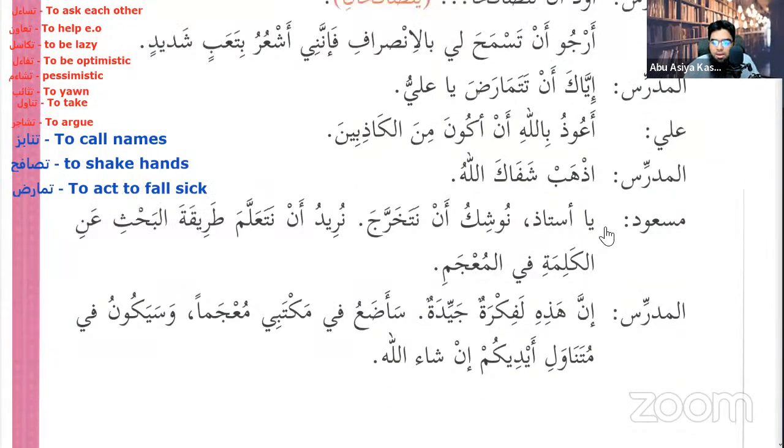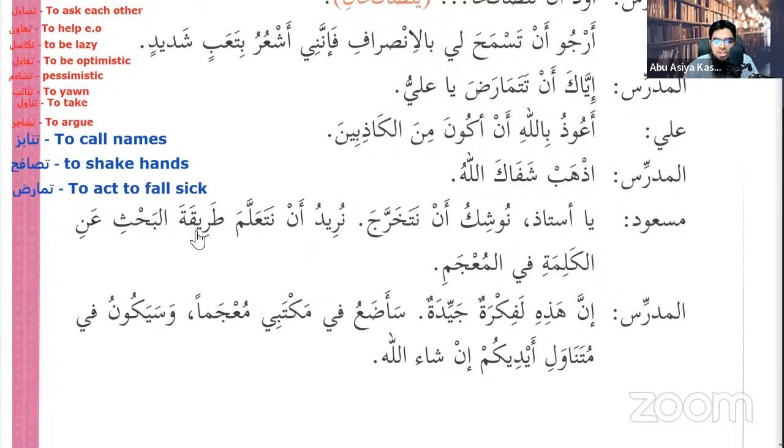Let's read this quickly. Masood, ya ustadu nushiku an natakharaja. Aushaka, yushiku, is the sister of Kana. So they've used master mu'awwal. We are about to. Aushaka means to be about to, and it has an 'an' after it. So nushiku means we are about to graduate. Takharaja, yatakharraju, is to graduate.